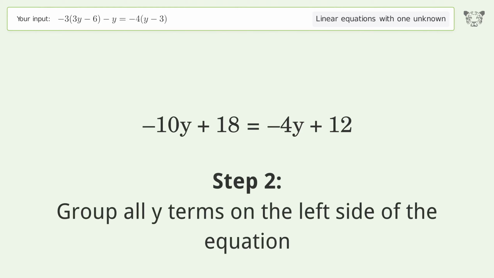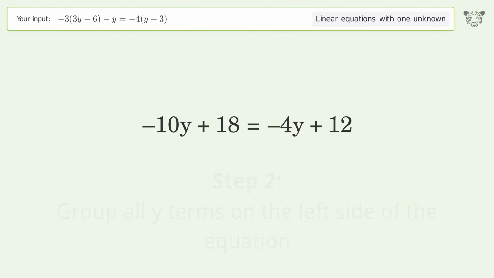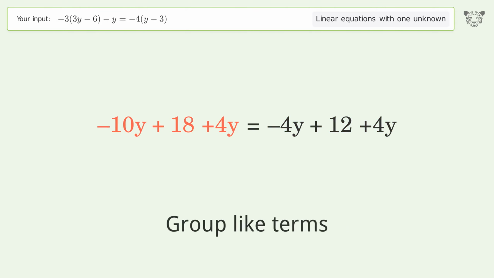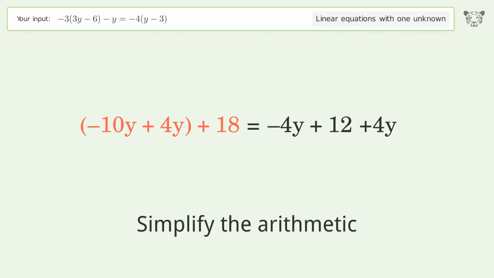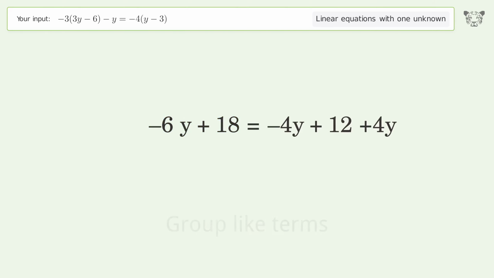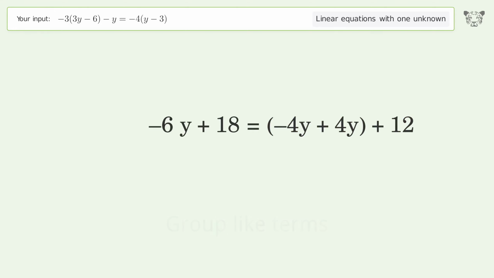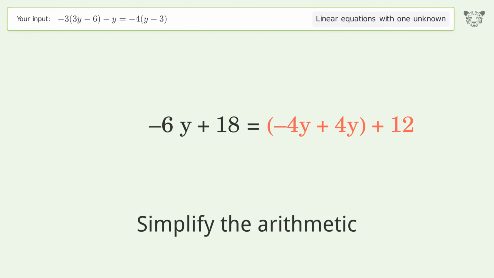Group all y terms on the left side of the equation. Add 4y to both sides. Group like terms. Simplify the arithmetic. Group like terms. Simplify the arithmetic.